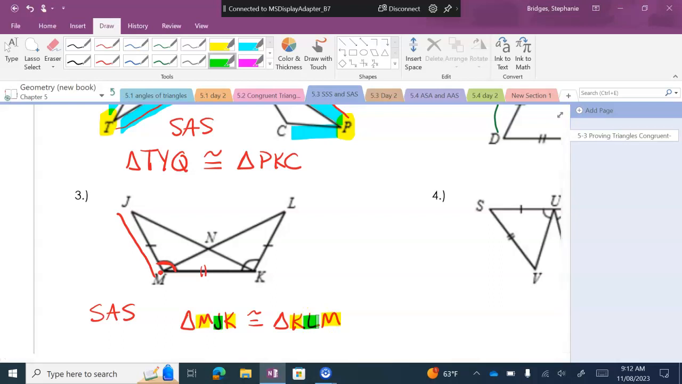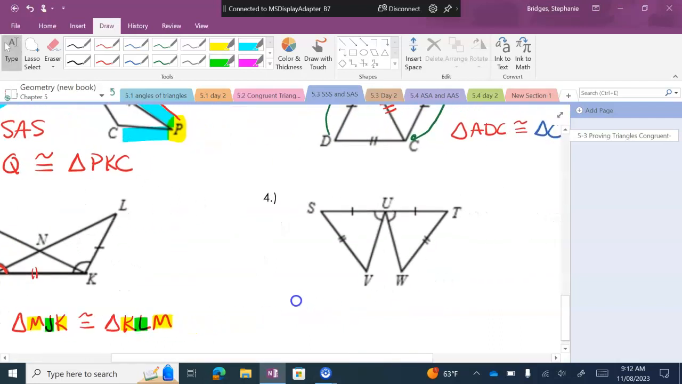Everybody okay with those? All right, let's take a look at this last picture. Again, the only 2 ways that we can say triangle is congruent is if it is side, side, side. So all 3 pairs of sides are congruent to the 3 in the other. Do I have 3 pairs of sides marked congruent here? Do I have all 3 sides marked congruent in this picture?